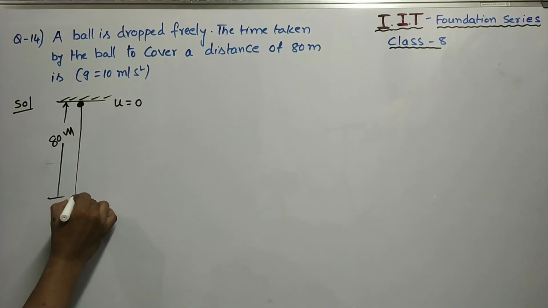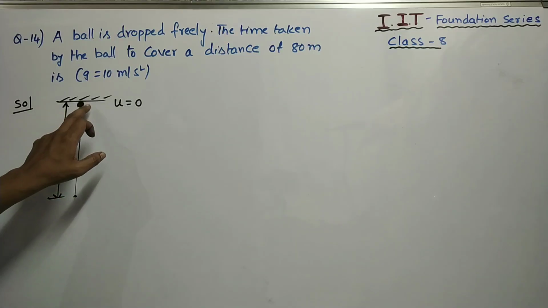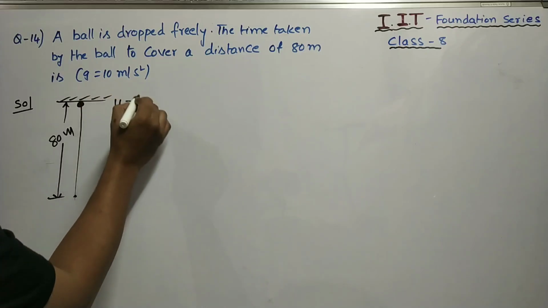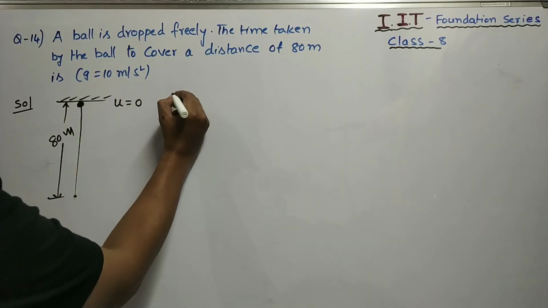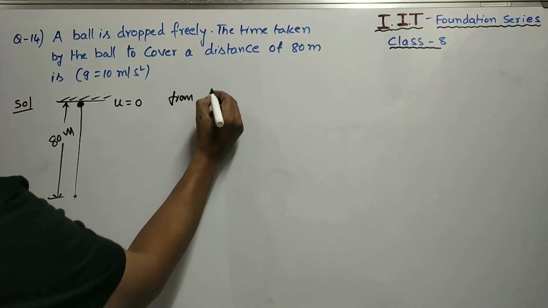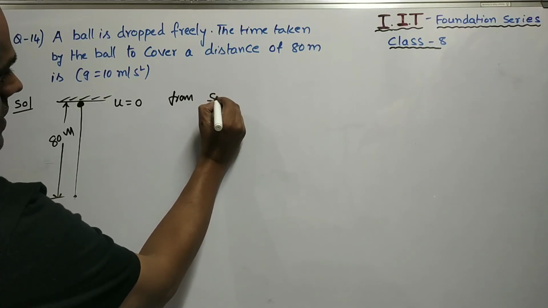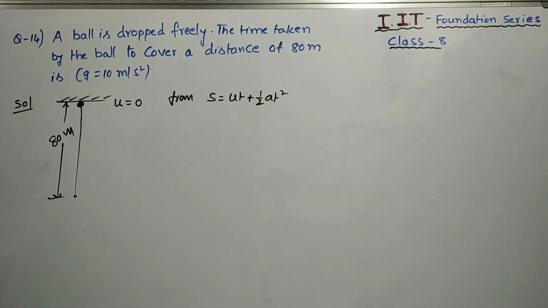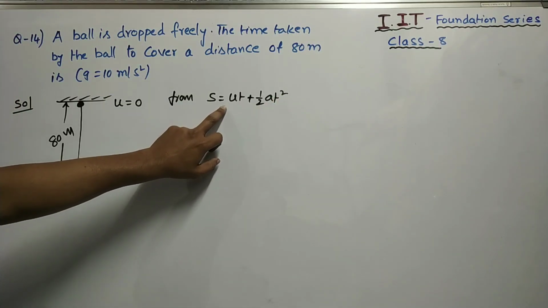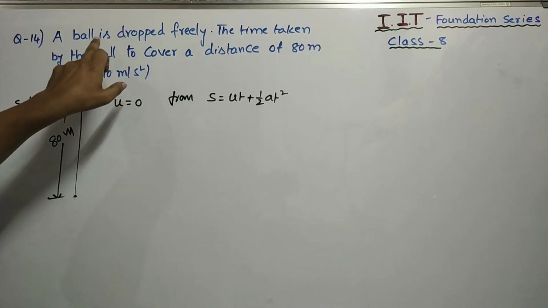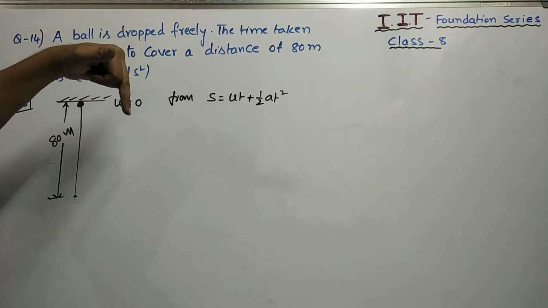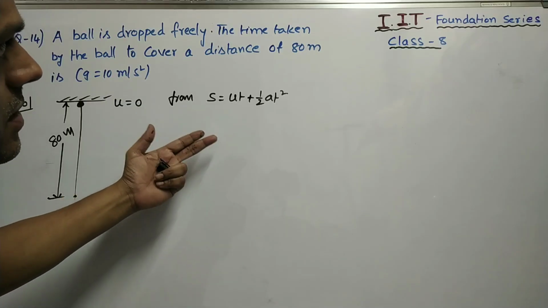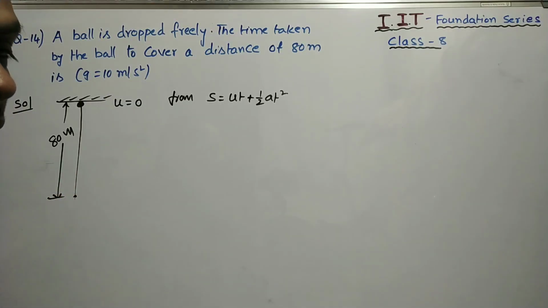This is the final destination of the freely falling body, which is equal to 80 meters. So what is the time taken? It is nothing but the time of descent. So from the equation of motion, s is equal to ut plus half at square. Actually this is an equation for motion with uniform acceleration. A body dropped freely travels due to gravitational pull. That means it is the best example of a freely falling, uniformly accelerating body.